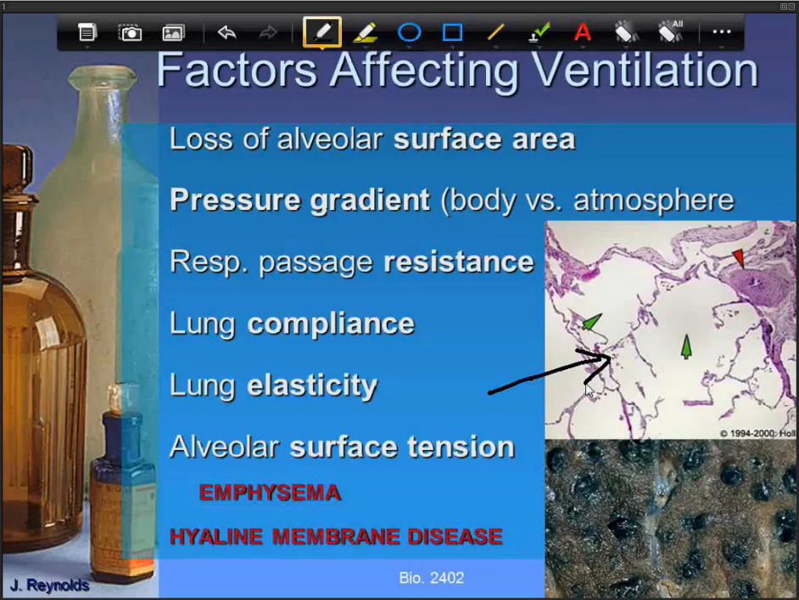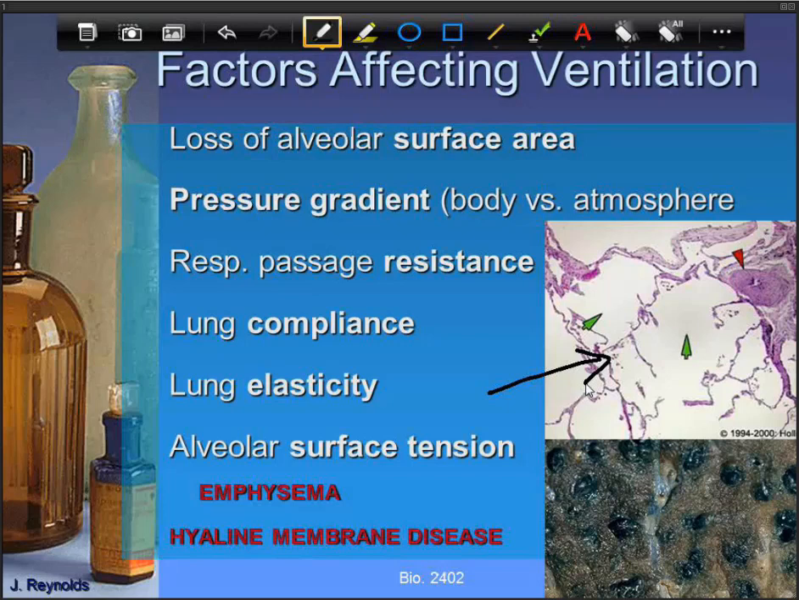Pressure gradient. Your body, the pressure in your body versus the pressure in the atmosphere. So if you are here breathing, it's a lot easier to get oxygen into your lung than if you're up at 15,000 feet at the top of Pikes Peak. Same person, you go up to Pikes Peak, it's going to be harder to ventilate your lungs. That's what I mean by pressure gradient. There's less pressure up there. High altitude, low pressure.